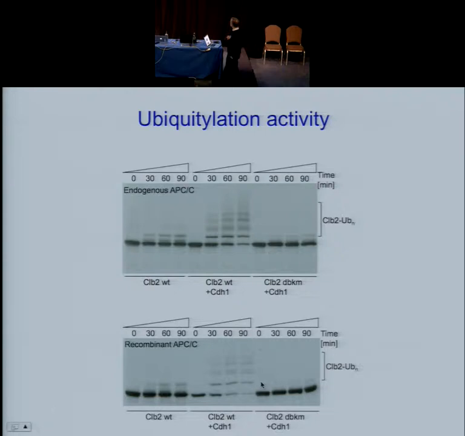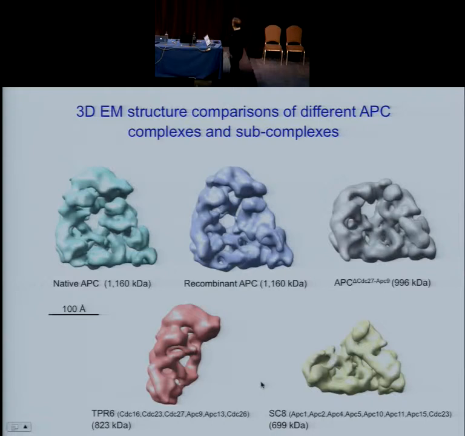And this shows some structures of the recombinant APC determined by negative stain electron microscopy, and various subcomplexes which have been determined. This subcomplex, called TPR6, is composed of the three canonical TPR subunits, CDC16, 23, and 27, where there are accessory subunits also present. And this subcomplex, SC8, contains the remaining subunits, which include the catalytic subunits and the substrate recognition subunits, in addition to CDC23, one of the TPR subunits, which is required to assemble this SC8 complex. This complex won't assemble without it.